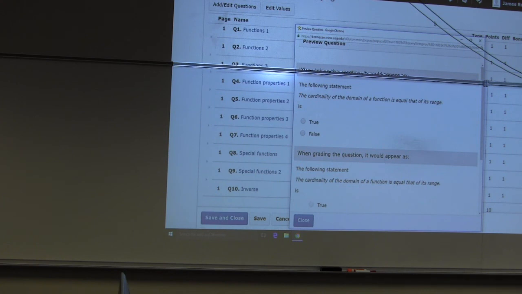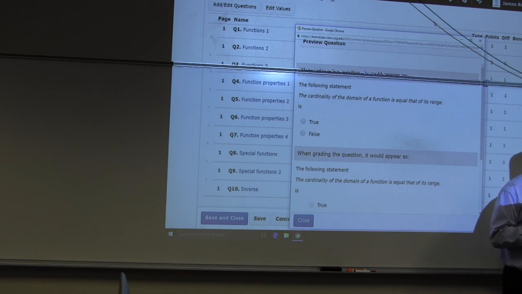How about this one? The cardinality of the domain of a function is equal to that of its range. What is cardinality? Cardinality is the number of elements in the set. It's the size of the set by counting the elements. So is the cardinality of the domain of a function equal to that of its range? Not necessarily. And why would it not be?